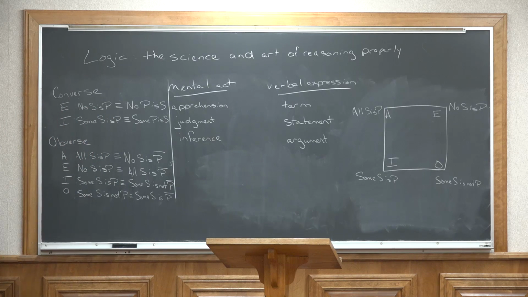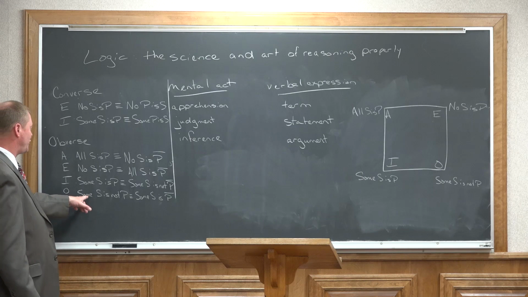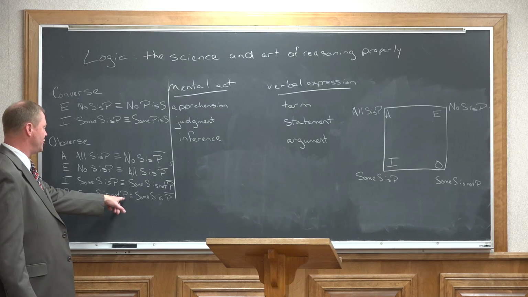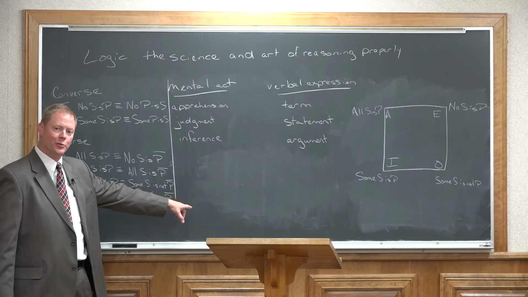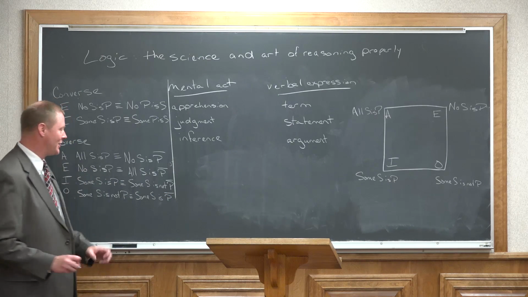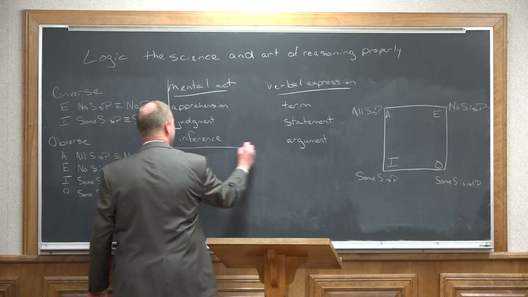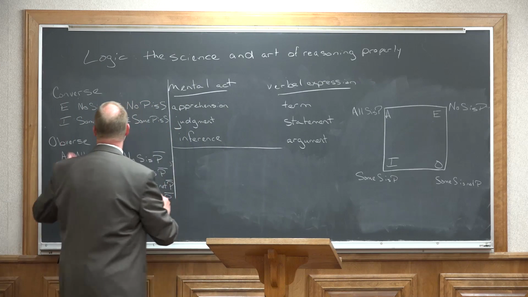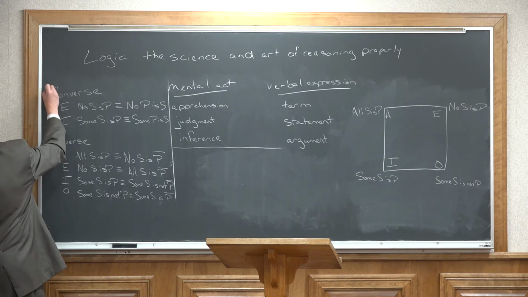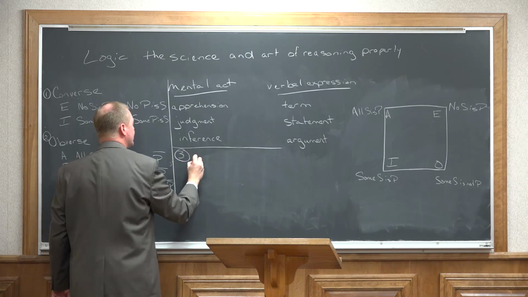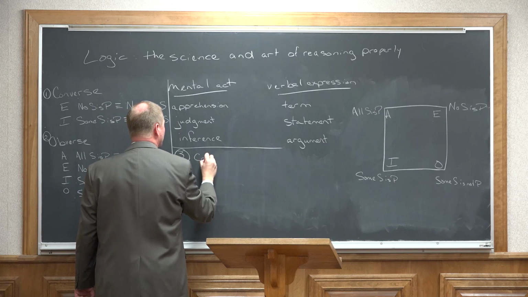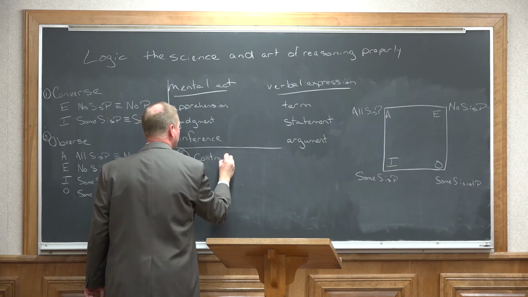That's the easiest one of all. Some apples are not oranges would be logically equivalent to saying some apples are non-oranges. That's obverse. All right, the next one, there are three immediate inferences. The third immediate inference is called contrapositive.